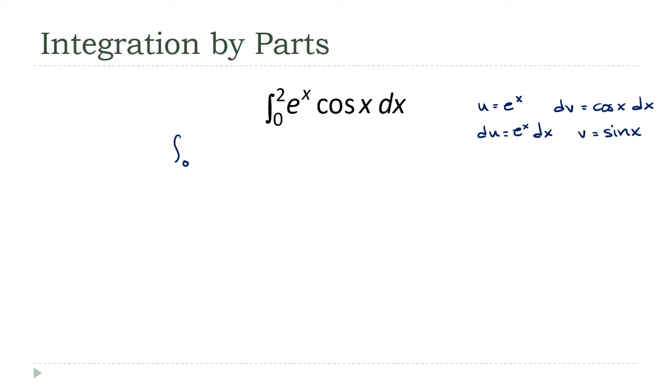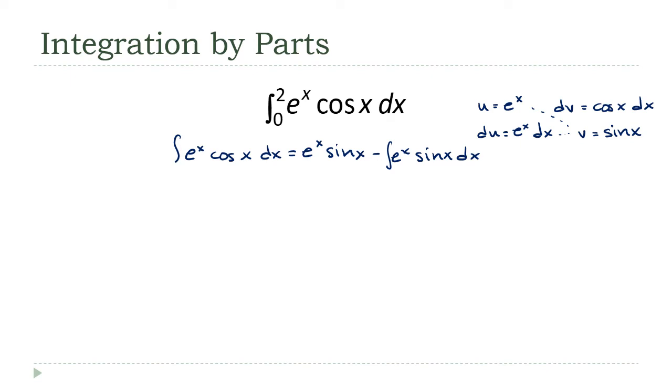The integral, I said I'm not going to put the bounds in. Let's just do the integral for now. We'll add the bounds back in at the end. The integral of e to the x cosine of x dx is uv, that's e to the x sine of x, minus the integral, that was this part. Now we're going to do v du, that's e to the x sine of x dx. Now, at first glance, you're maybe looking at this and saying, well, that really didn't help me any.